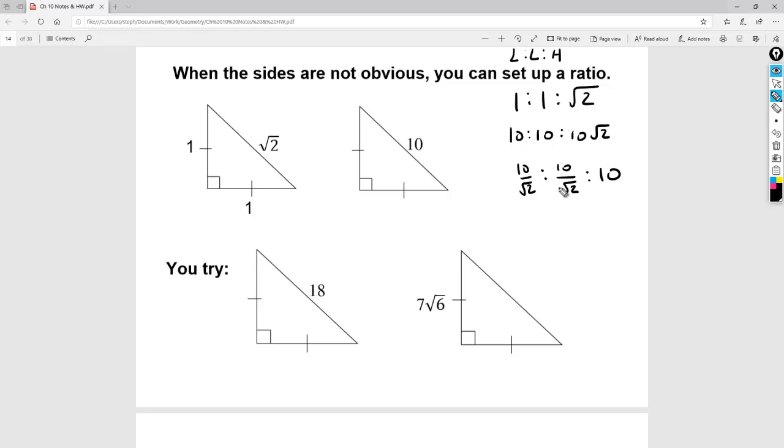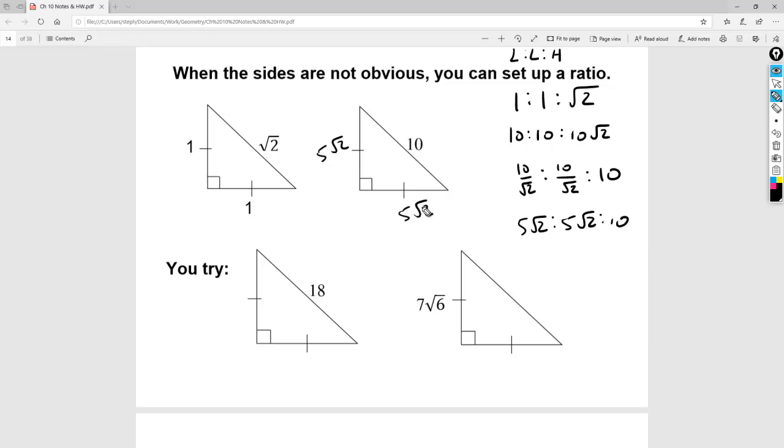As we practiced before, we don't want the square root of 2 in the denominator, so I'm going to rationalize. I'm going to multiply both the top and the bottom by the square root of 2. And I'll end up getting 5 root 2. Alright.